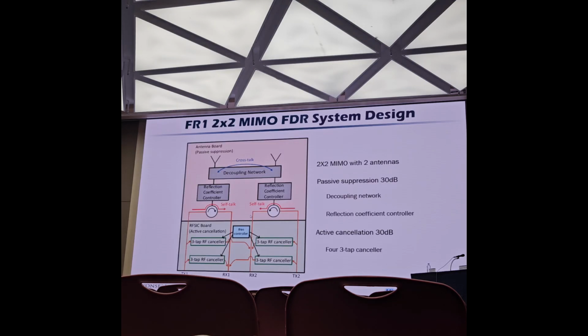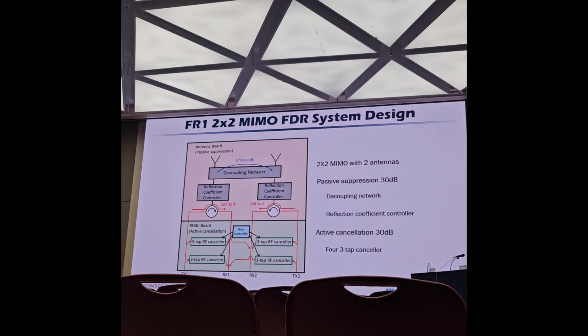So this is our research work for the FR1 frequency for a 2x2 MIMO system. We use two antennas, and between these two, we put the decoupling network. And we use a circulator to increase this isolation. We use a reflection coefficient controller. So by controlling this impedance, we have higher isolation between TX and RX. And between these two, we rely on the decoupling network.